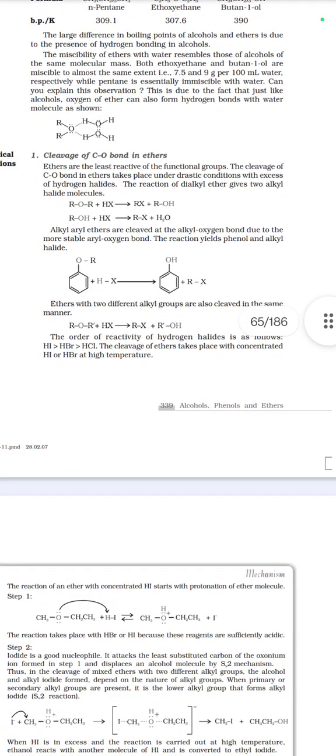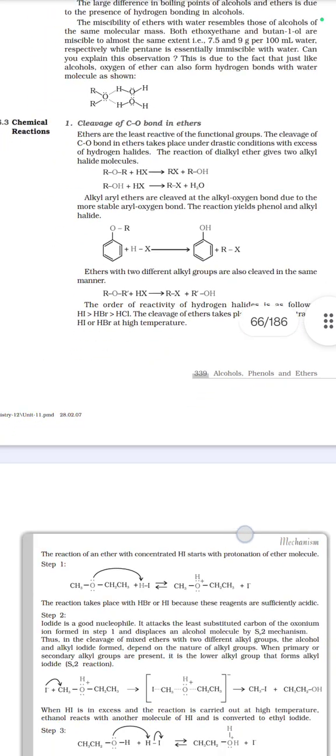The miscibility of ether with water resembles those of alcohol of the same molecular masses. Both ethoxyethane and butan-1-ol are miscible to almost the same extent, that is 7.5 and 9 gram per 100 ml water, respectively, while pentane is essentially immiscible with water. Can you explain this observation? This is due to the fact that just like alcohol, oxygen of ether can also form hydrogen bonds with the water molecule as shown.